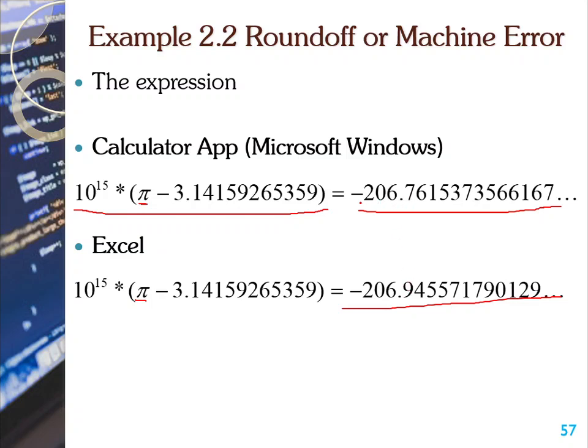You can see that this is giving us minus 206.76, and Excel is giving a negative 206.94. Right from here, you can see the level of error that we have to account for, because these two softwares, the Microsoft app and Excel, have different ways of representing precision in terms of pi. So all of these are some of the roundoff errors we can come up with.